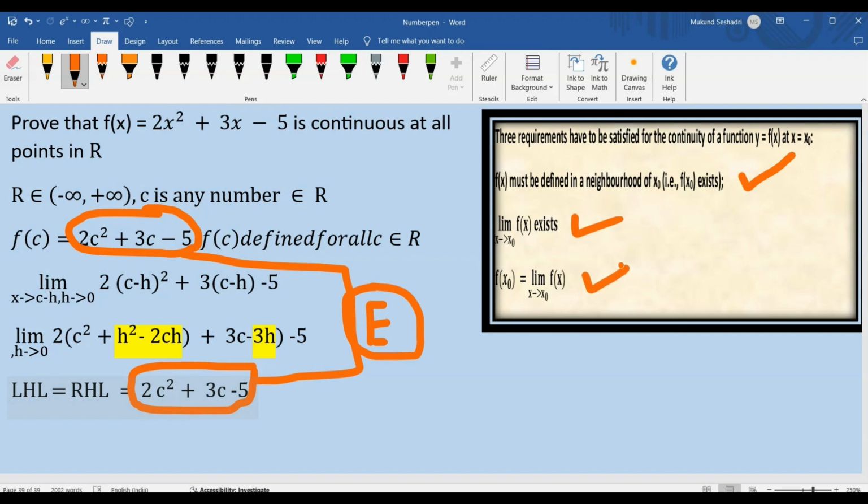So f of x equals 2x squared plus 3x minus 5 is indeed continuous at all points in R, because it satisfies all the three conditions at any point c, provided c belongs to R, right? So that is how you go about proving the continuity of y equal to any f of x, right?